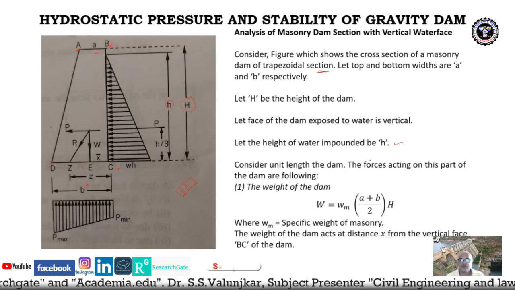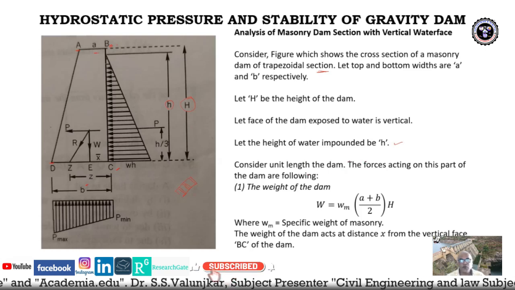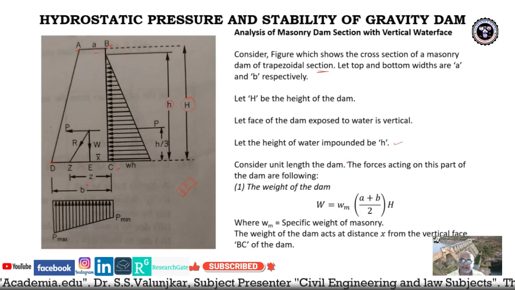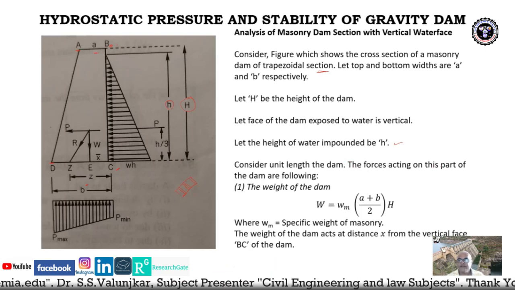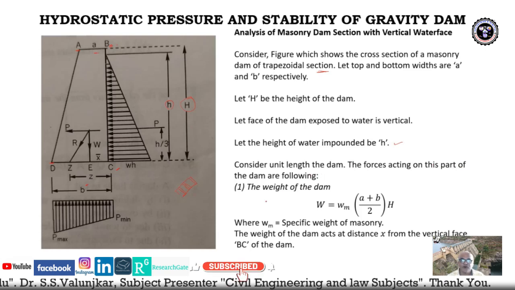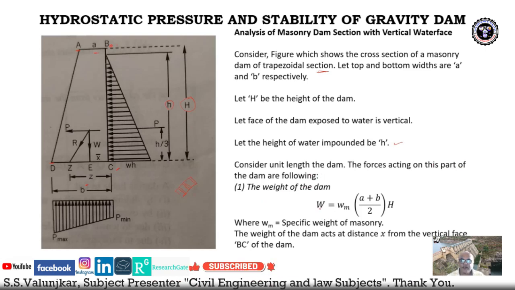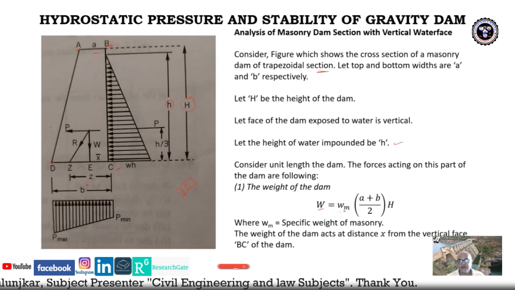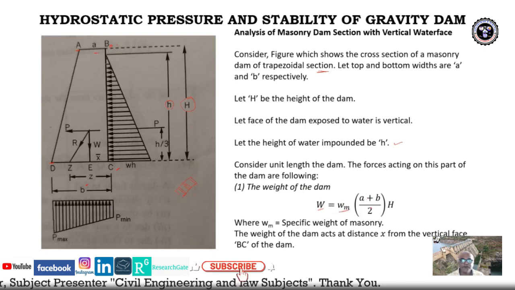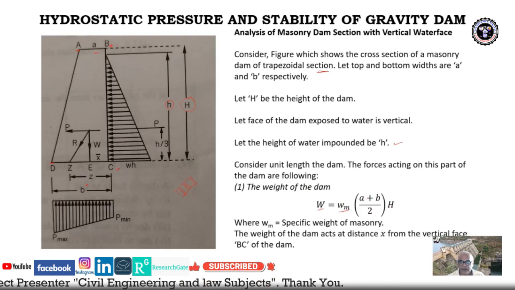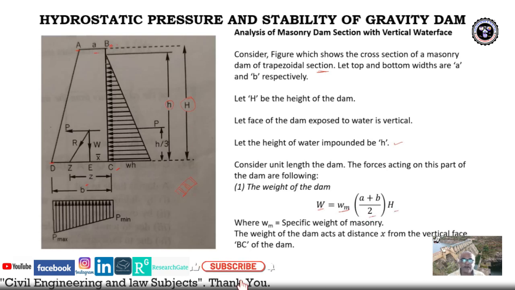Now consider the unit length of the dam. So area will be b into 1, because we take length as 1. So the forces acting on this part of the dam are as follows. The weight of the dam is W equal to Wm, the specific weight of the masonry, into (a plus b) upon 2 into H. Simple trapezium formula of area and H. Here Wm is the specific weight of the masonry, and the weight of the dam acts at a distance x from the vertical face BC of the dam.